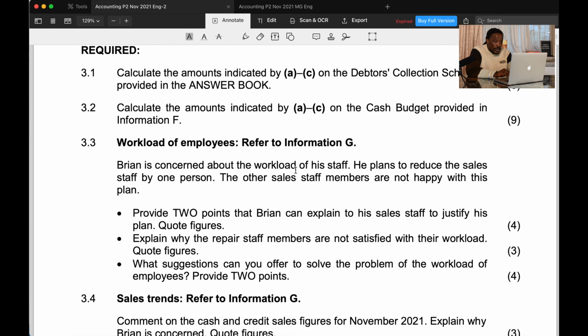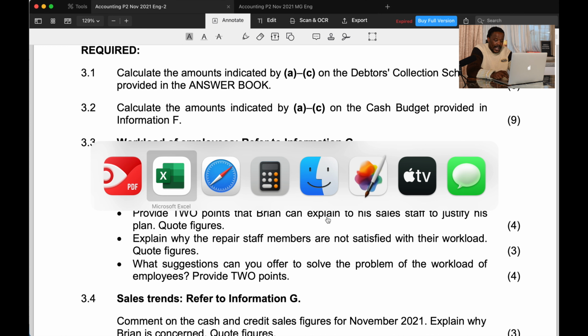Brian is concerned about the workload of his staff. He plans to reduce the sales staff by 1 person. The other sales staff members are not happy with this plan. Provide 2 points that Brian can explain to his sales staff to justify his plan. Quote figures. It's about retrenchment. Something is wrong. When something is wrong, we look at sales. What are the sales? How are the sales taking place? We look at the customers. Are the customers coming in?